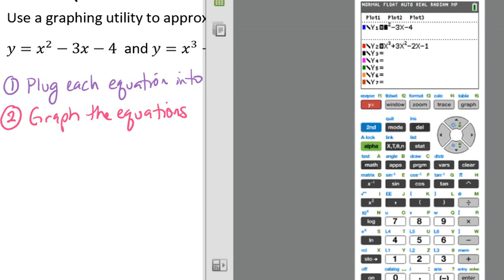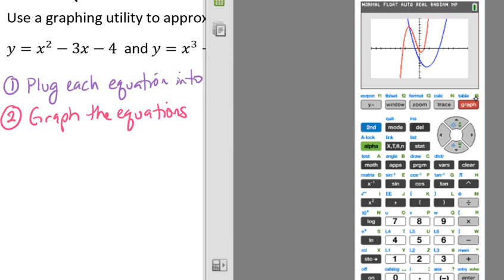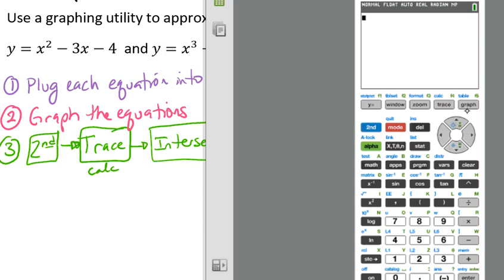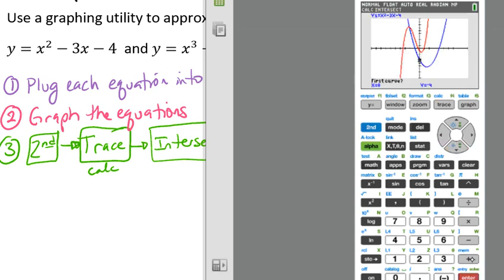So here we have them both plugged in, and we're going to hit graph, and now we see our two curves. We have our first equation, which is blue, and our second equation, which is red, and we want to know where approximately they intersect. To do that, we're going to use our second trace menu, which is our calculate menu, and the intersection option. So we'll go to second trace, arrow down to intersect, and it's going to ask us two questions. What's the first curve? What's the second curve? And then it'll ask us if we're ready to approximate. So our first curve is our blue line. Are we on the blue line?